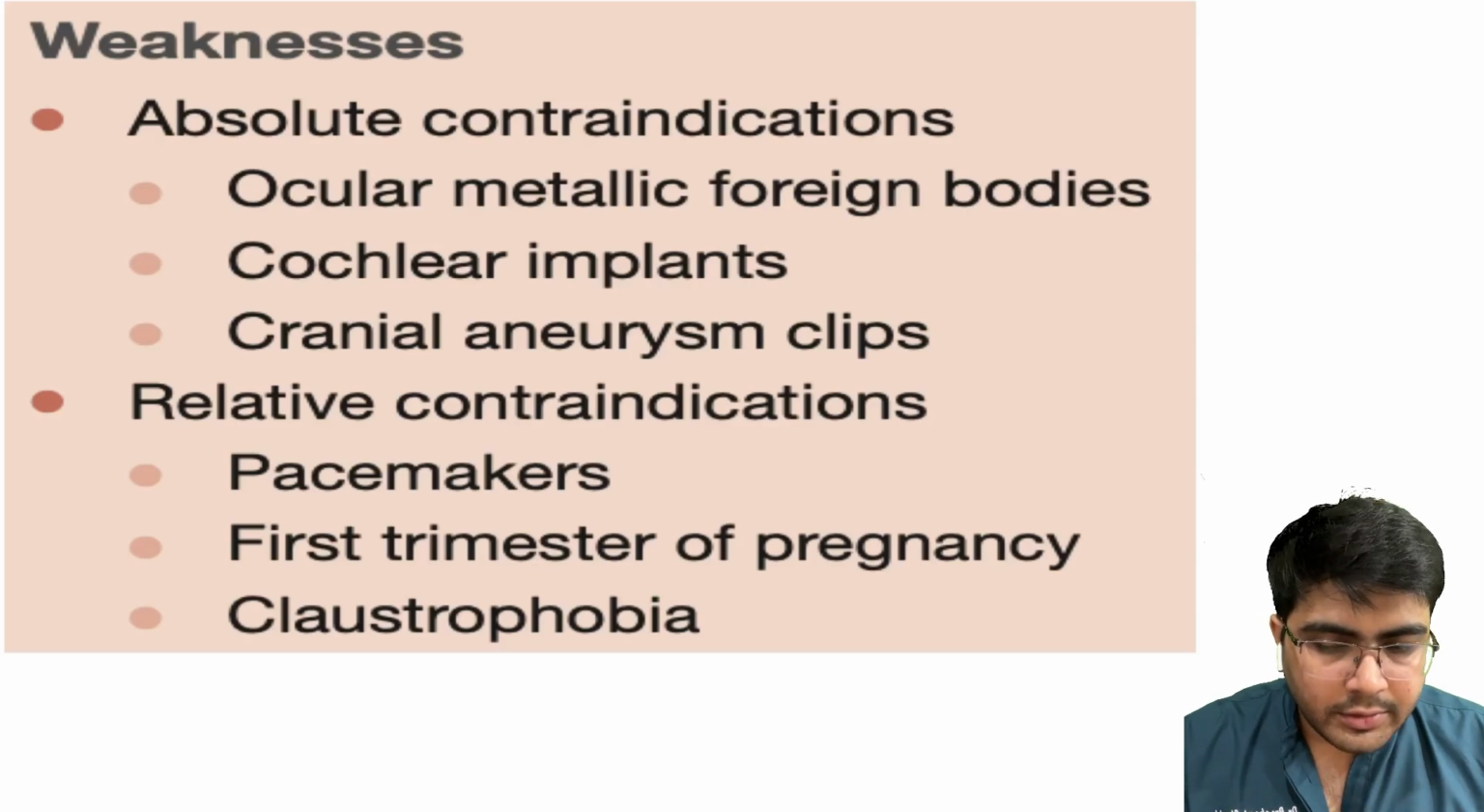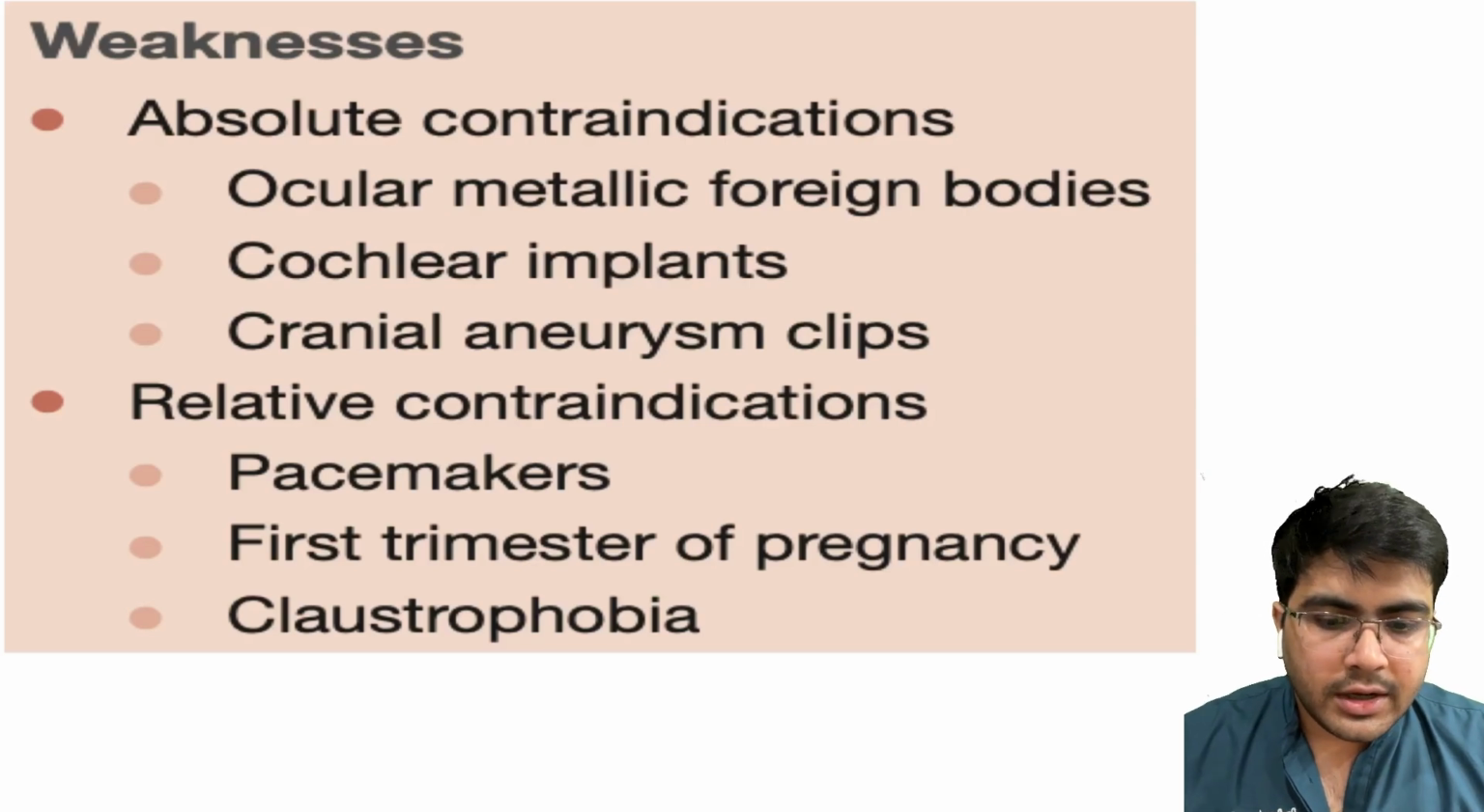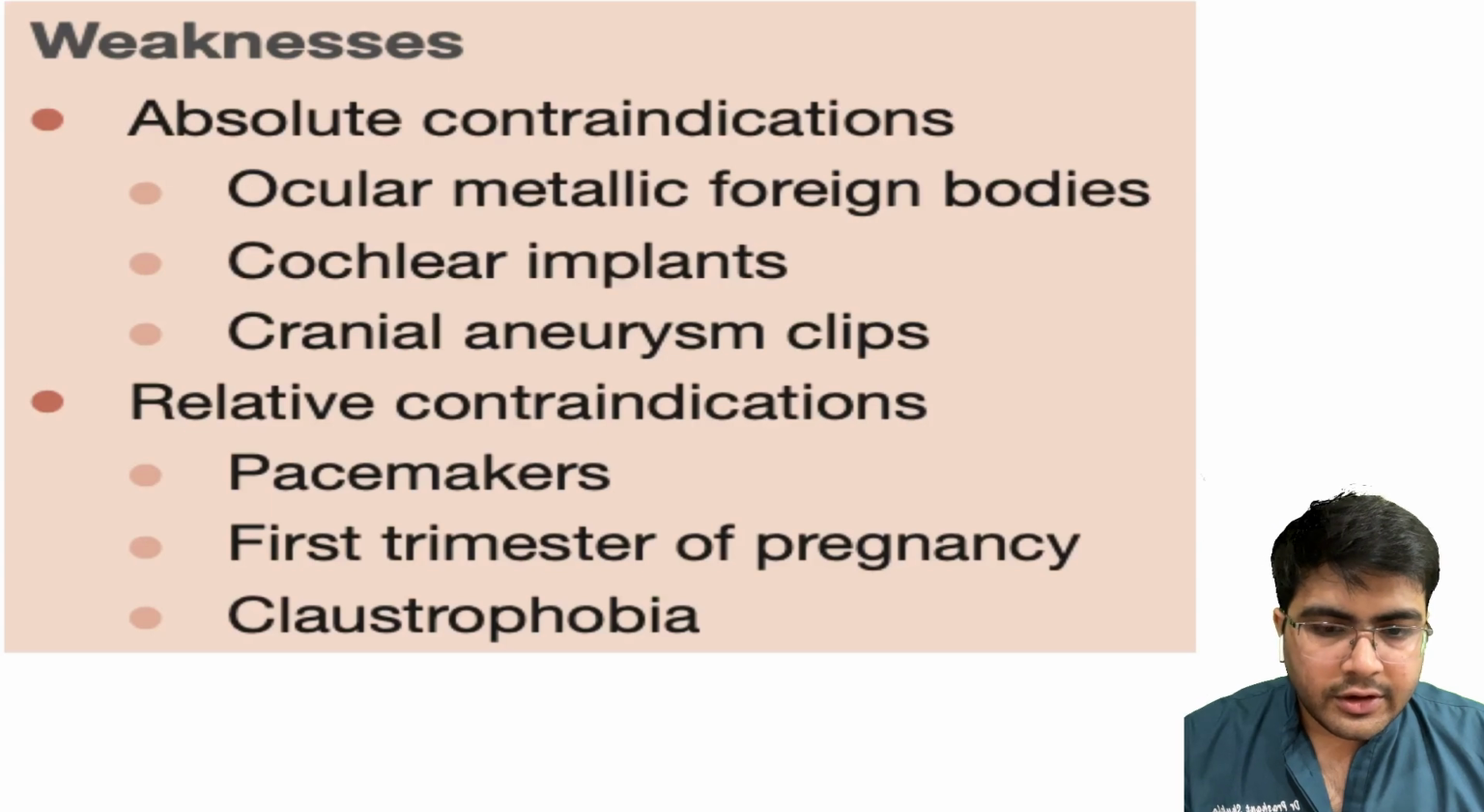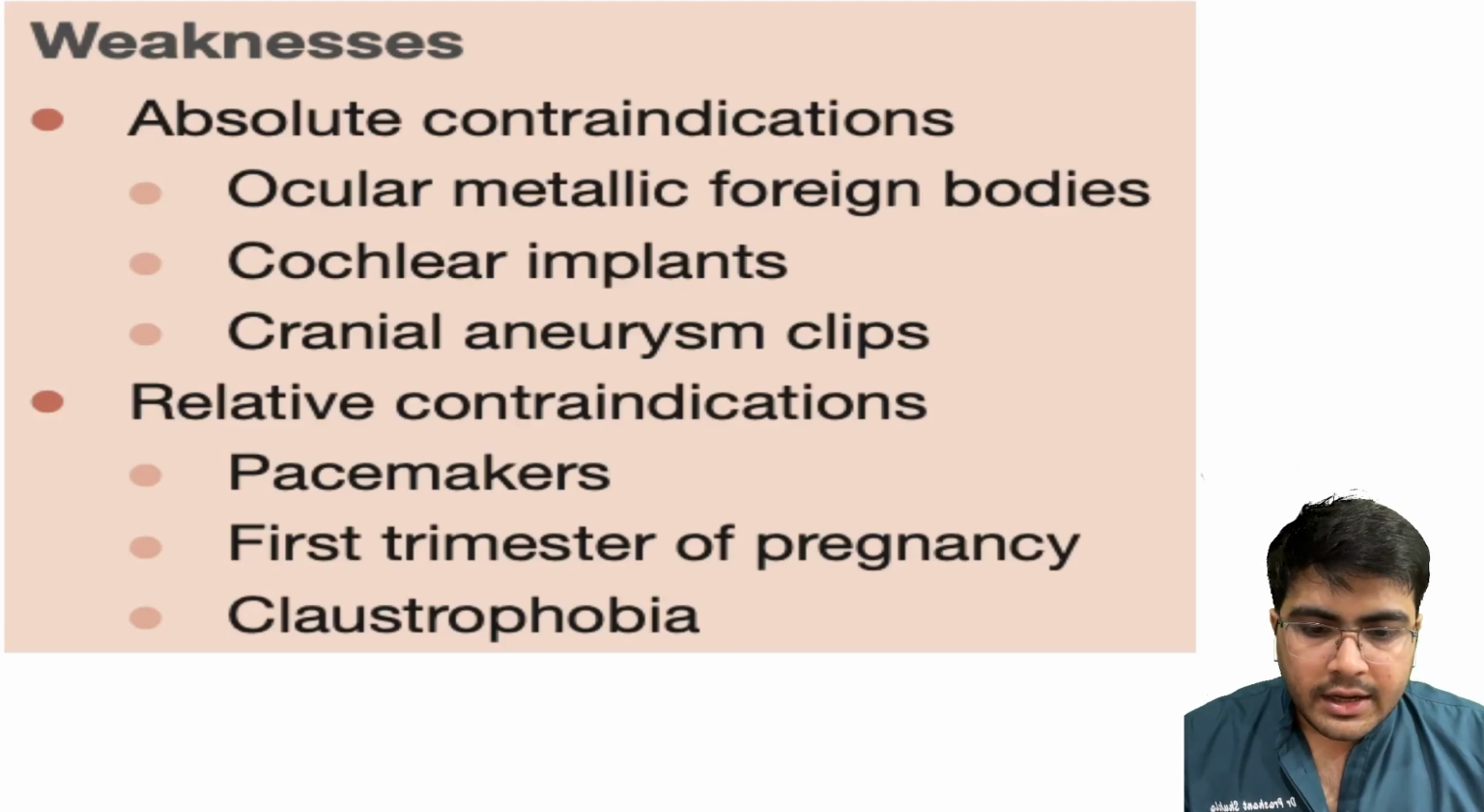For weaknesses, we will be discussing the absolute and the relative contraindications. If you have an ocular metallic foreign body, cochlear implant, or cranial aneurysmal clip, you can't get an MRI done. If you have a pacemaker, are in the first trimester of pregnancy, or have claustrophobia, we need to assess the risk against the benefits, and then you can get the MRI done.